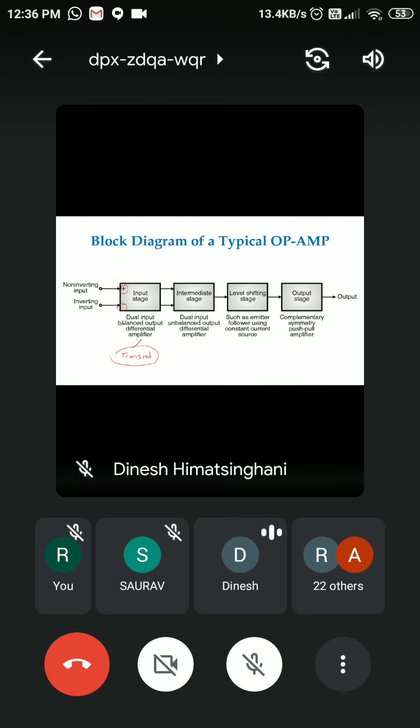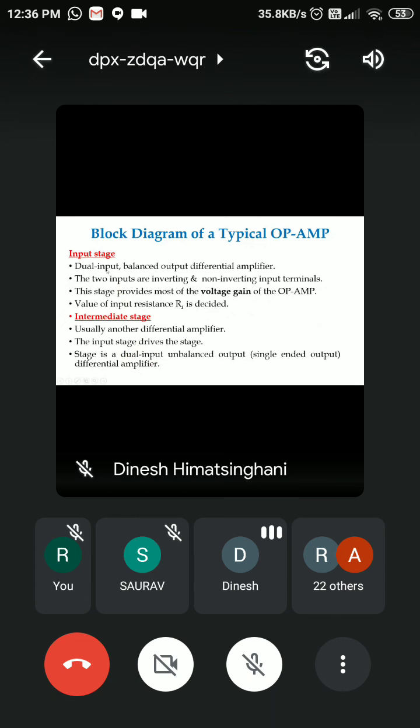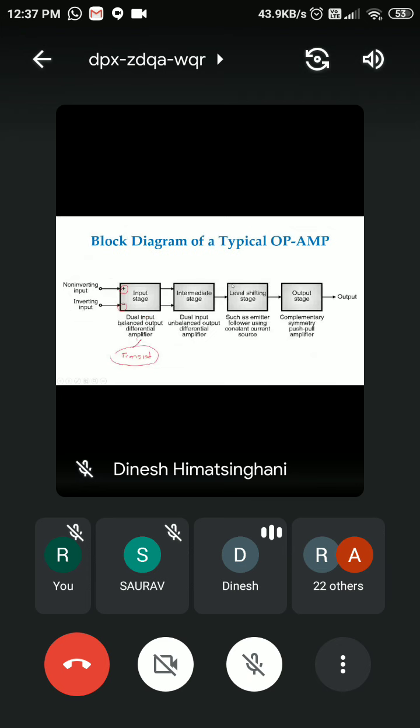The first stage of the op-amp, or in the block diagram of an op-amp, is an input stage. What is an input stage? Dual input, balanced output, differential amplifier. So I'm reading that out for you. It is a dual input, balanced output, differential amplifier circuit. Balanced output, I hope you understand, means across both the collectors. The two inputs are the inverting input and the non-inverting input. You can see this here.